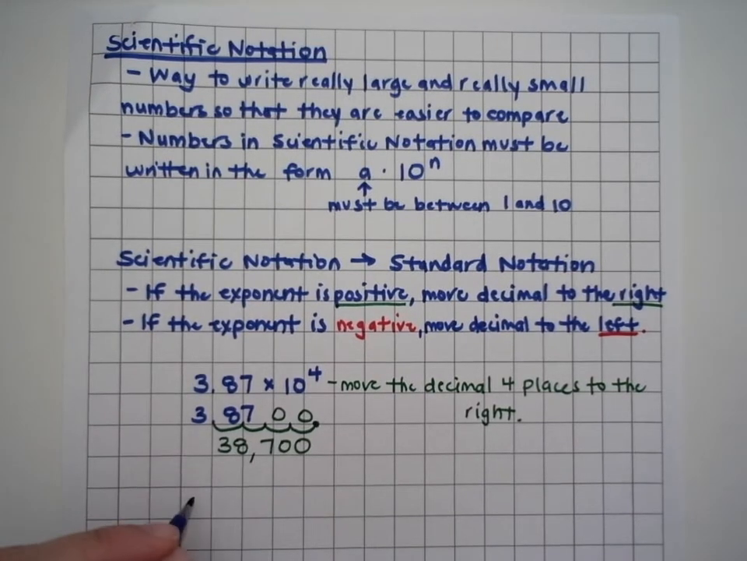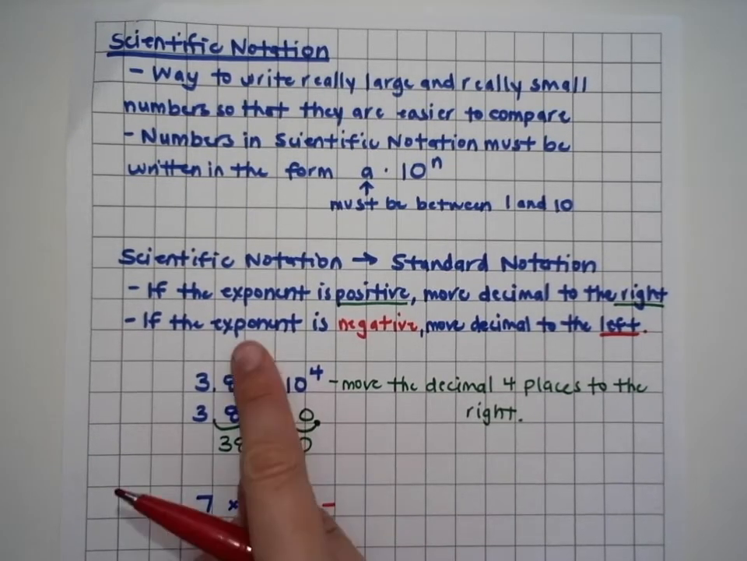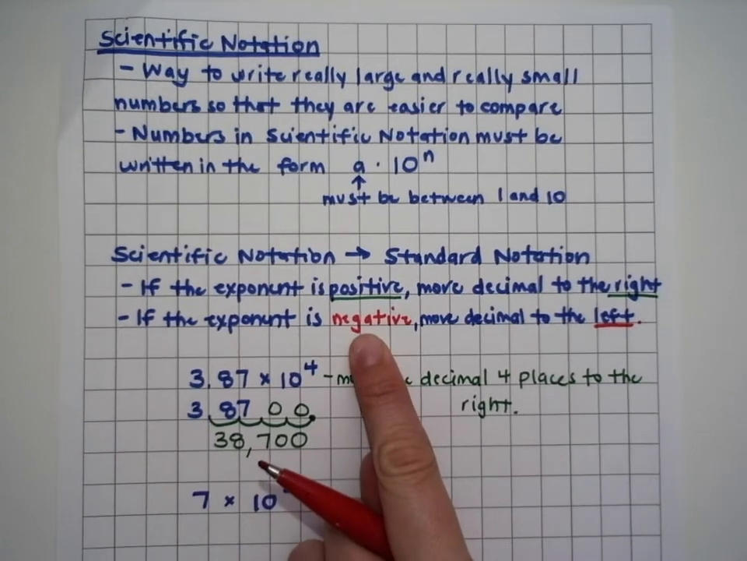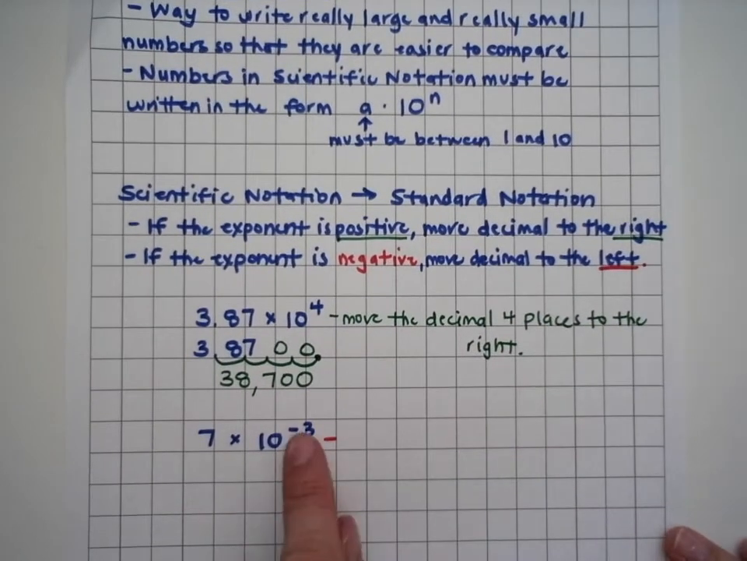Let's do another example. So say we have 7 times 10 to the negative third power. This means we're going to move the decimal 3 places. Since the exponent is negative, we are going to move our decimal to the left. How many places? 3 places, because our exponent is negative 3.